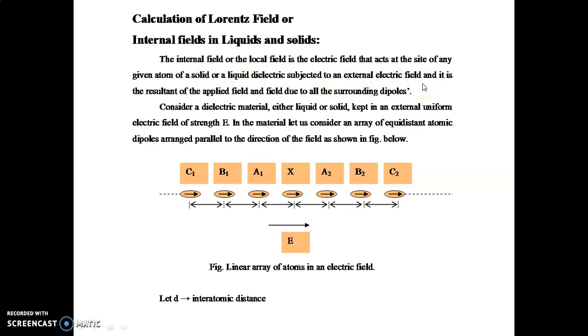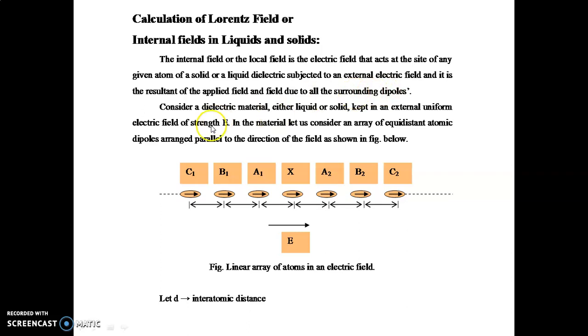That means the dielectric must be applied with a certain external electric field, and it is the resultant of the applied field and the field due to all surrounding dipoles. So the internal field is just the sum of the applied field and the field generated due to all other surrounding dipoles.